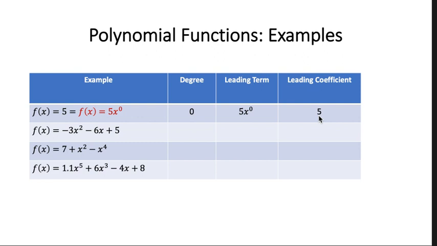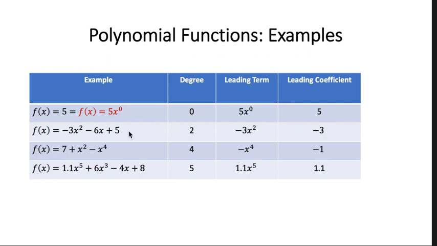Look at the next example. The degree of this function is 2. The leading term is negative 3x squared, and the leading coefficient is negative 3. See if you can do the next two. You can pause the screencast.